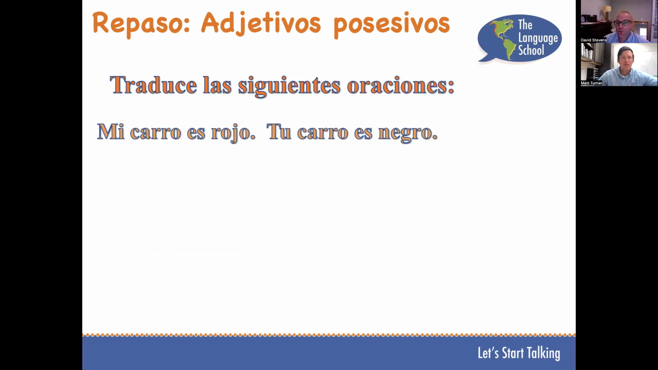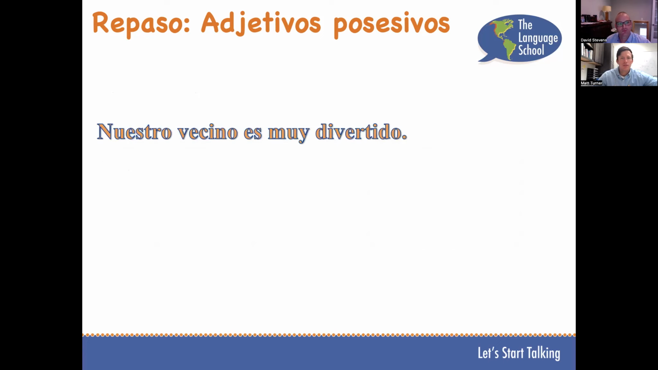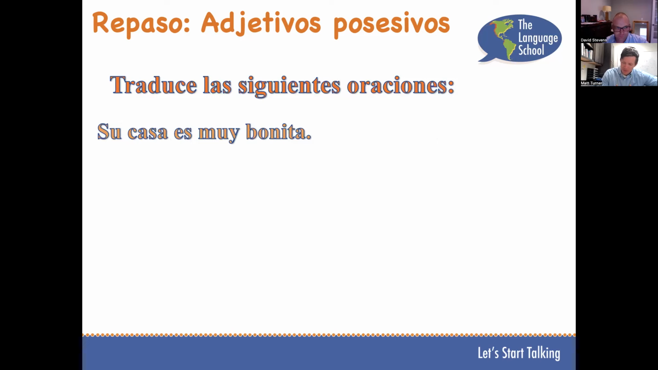Mi carro es rojo, tu carro es negro. What does that mean in English? My car is red, your car is black. Nuestro vecino es muy divertido. Our neighborhood is very, no. Neighbor. Vecino is neighbor. Our neighbor is, ¿qué significa divertido? Fun. Our neighbor is very fun. Is a lot of fun.